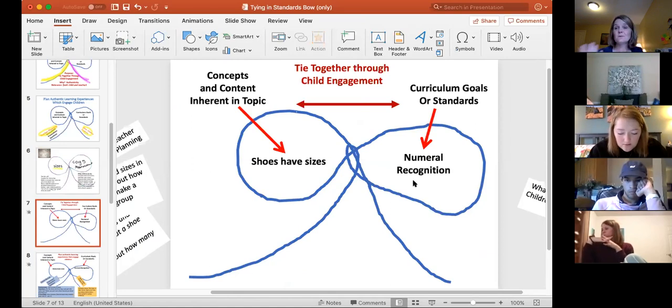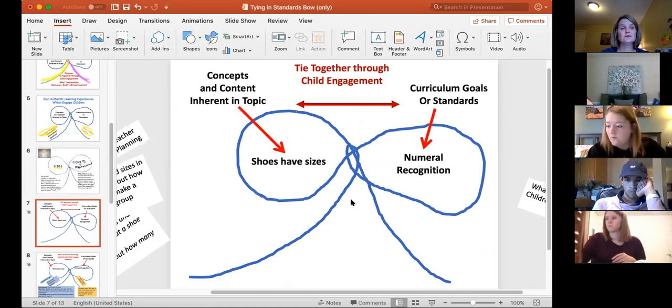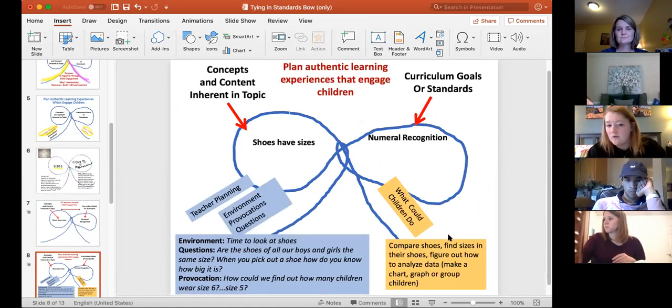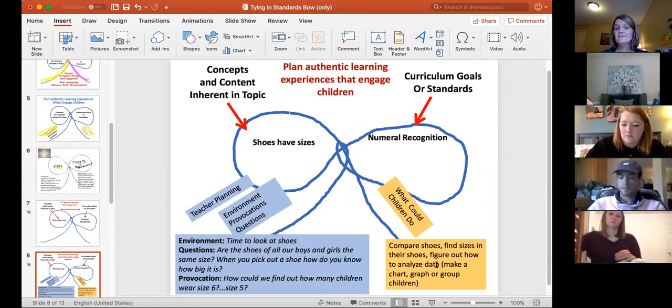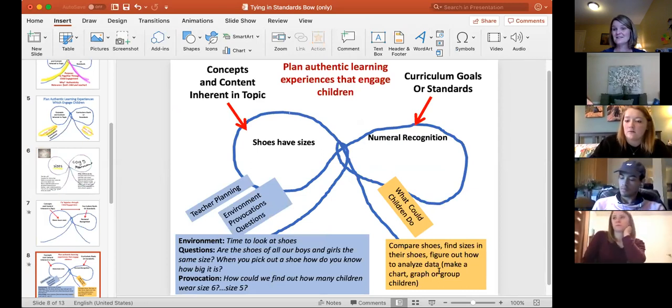In that first activity where they're going to use their own shoes, the following day, we can still use their own shoes to do numeral recognition. So we think about what the children could do for numeral recognition: compare shoes again, find sizes, figure out how to analyze the data. Again, some of the same things you mentioned, graphing and charting, also discussing. They're going to talk a lot about it.